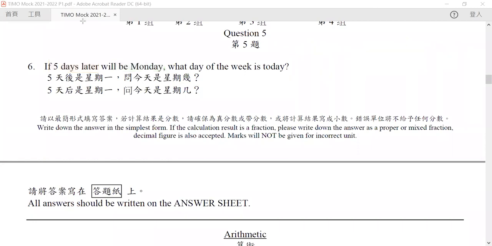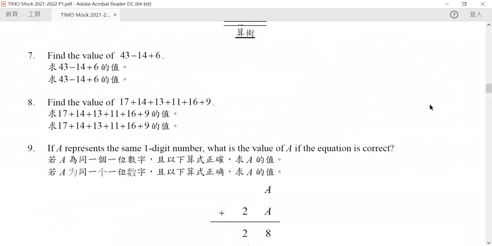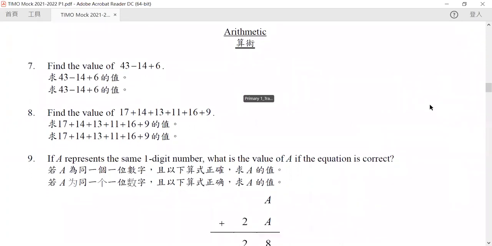Okay, so let's go to our next part, arithmetic. Now, this is very mathy, so to speak. It is the section in which it looks the most mathematical. In here it is all about counting, adding and subtracting numbers.